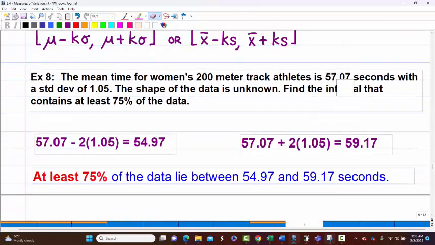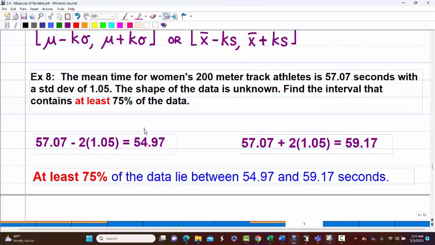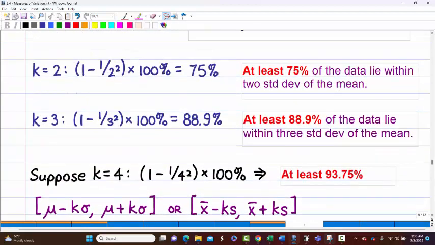Okay, mean time 57.07, standard deviation 1.05. The shape of this data is unknown. Find the interval that contains, I'll go ahead and just change this while we're at it, at least 75% of the data. You come up here. You don't have to make any calculation here. You just have to look up here, and then your K is 2 when it's for Chebyshev, when it's at least 75. That's how we know it's 2.